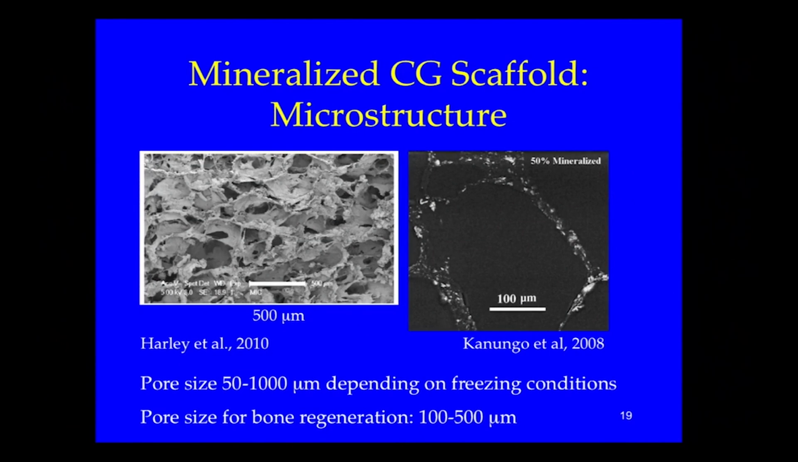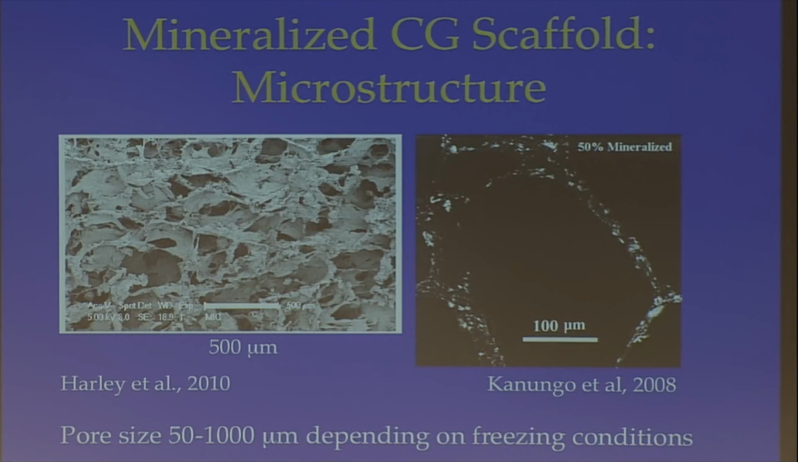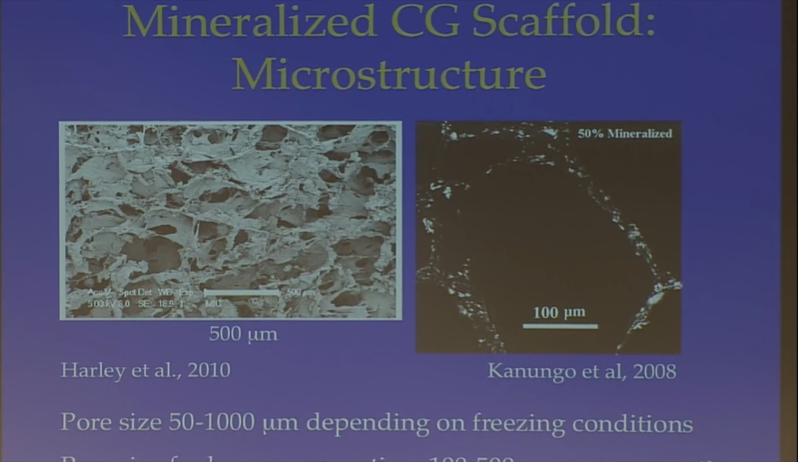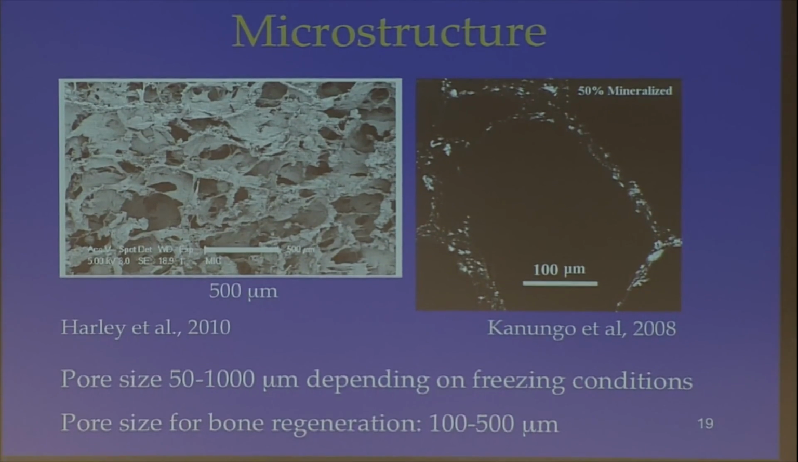And this was the structure of the mineralized scaffold that we got. So you can see it looks a little different from the collagen GAG scaffold. It's much denser. Typically the densities were like 5 or 10% dense. And remember, the collagen scaffold was 0.5% dense, so it's a lot denser.